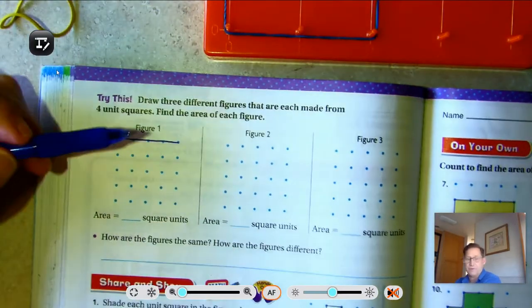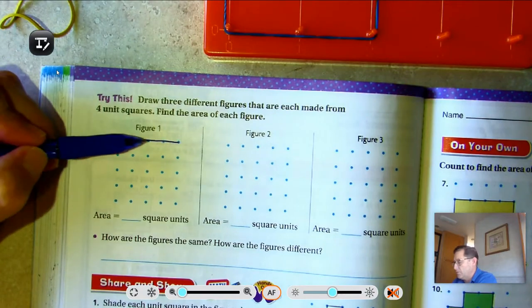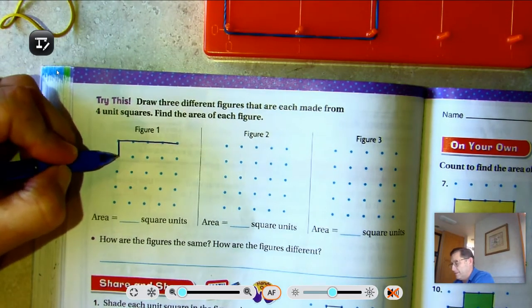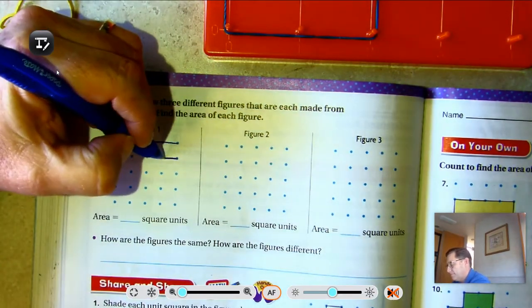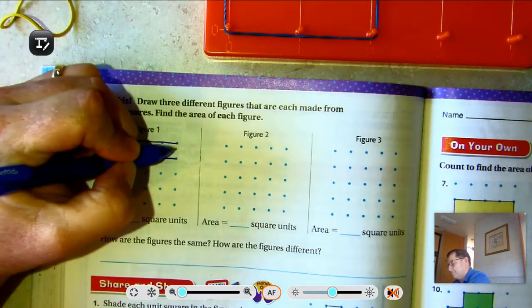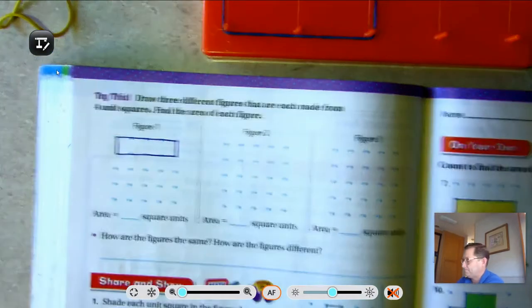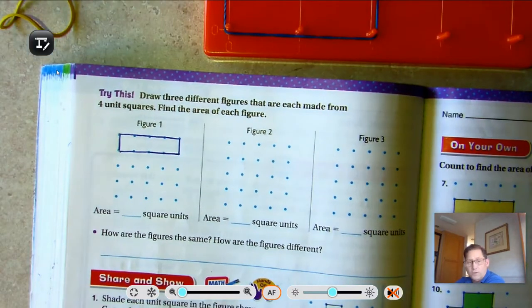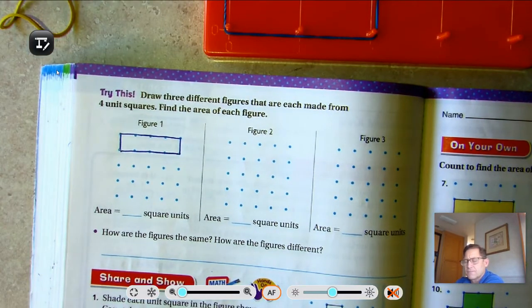Okay, and we happen to be able to get 4 squares long. 1, 2, 3, 4. Down 1. Okay, so that's 4. I'm a 4 by 1.